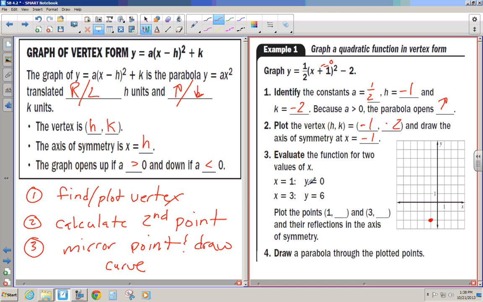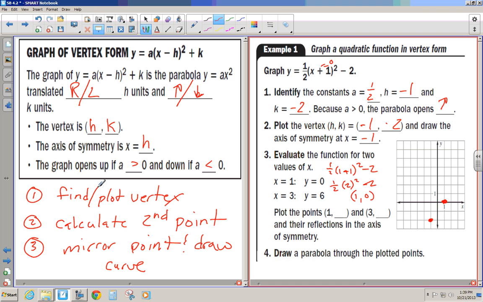And now we need a second point. So let's plug in the number 1. So 1/2 of (1 plus 1) squared minus 2. That's 1/2 of 2 squared minus 2. That's 1/2 of 4 is 2, minus 2, that's 0. So (1, 0) is one of my solutions.